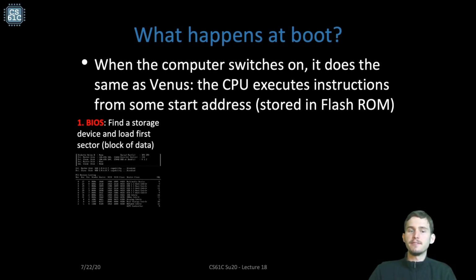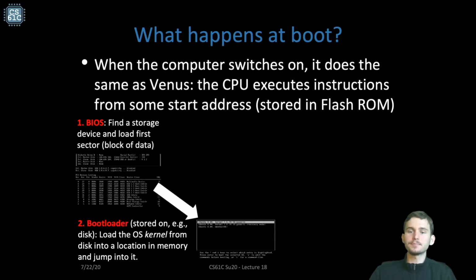This will basically find a device and load in the first sector, which is the first block of data. Next, we have our bootloader, which is stored on disk, and it will actually load the operating system kernel from disk into memory, and then it will jump to it once it's finished loading all that stuff in.